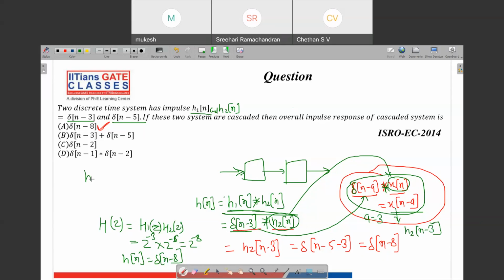Now we know what h2[n] is: h2[n] is equal to delta[n minus 5]. Now I want to calculate h2[n minus 3], so I need to replace n with n minus 3. On the right side also I will replace n with n minus 3, and there is already minus 5, so it will become delta[n minus 8]. Okay, got it. Anyone has any other doubt? You can ask about any topic that we discussed today, any slide.